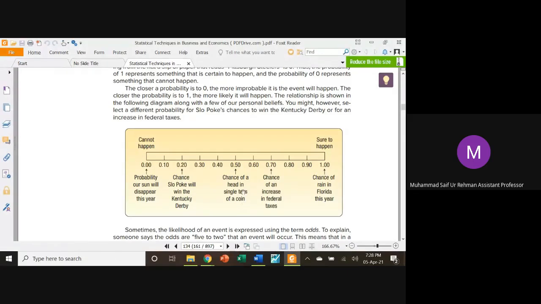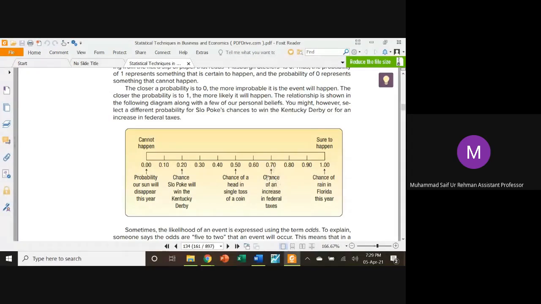In between, the famous example is tossing a coin. The chance of occurrence of head is equal to the chance of occurrence of tail, 50-50%. If the probability for some event is equal to 50%, you may write it down as 0.50, or 50%, or 1 by 2. Similarly, consider the chance Slowpoke will win the Kentucky Derby. Let's say there is some horse, and you are going to say that there are 20% chances that this horse will win the race. So you may write it down like this. It means that there are 80% chances that this horse will not win.